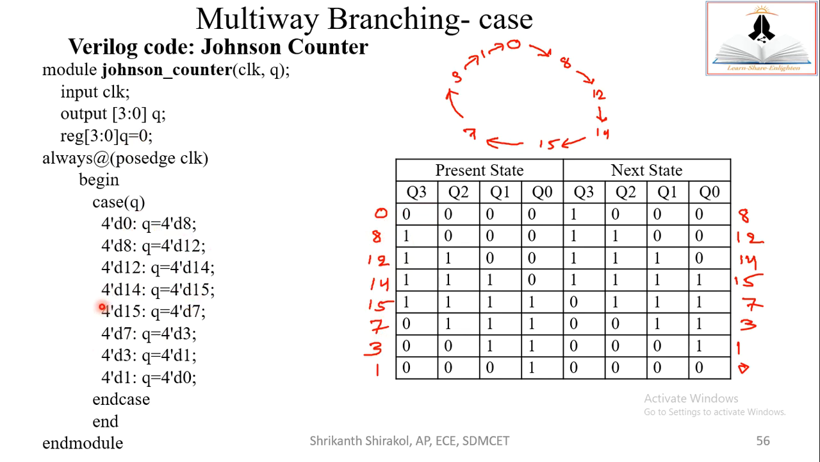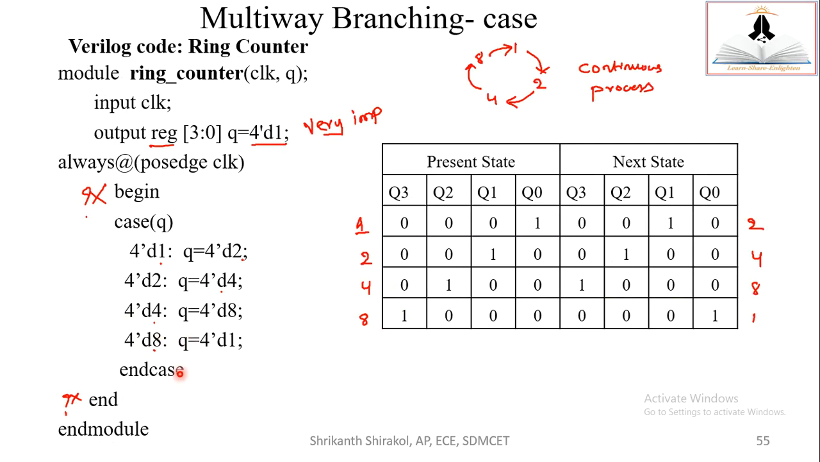And of course, you can see that in the ring counter as well as the Johnson counter, I did not mention a default statement in the case because it's an optional statement. So the default statement has not been put. The default statement is optional. Okay, so you remember this. That's why I did not take it.